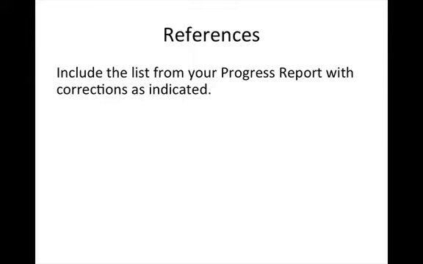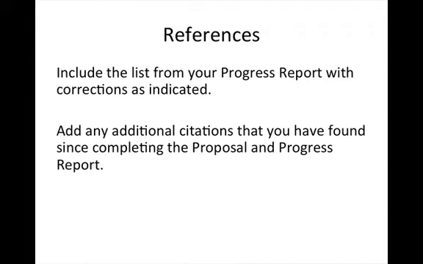Next, we're going to move to the back matter, and there's really only 2 key pieces of this. The first one is your references, which you should have pretty much drafted out in your progress report. You'll need to make any corrections that I indicated on your progress report before you put that final reference list into your references for your final report. And you'll want to add any additional citations that you found since completing the proposal and progress report. So I know some of you have continued your research. Be sure that you add those in.